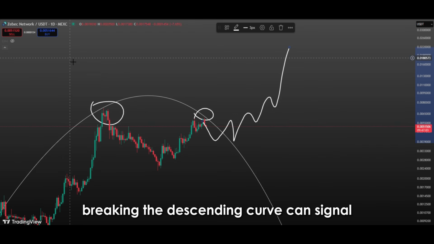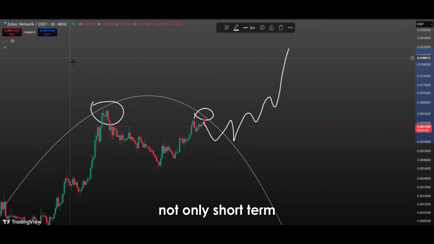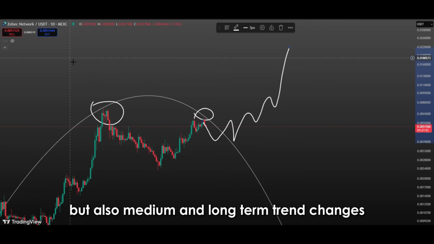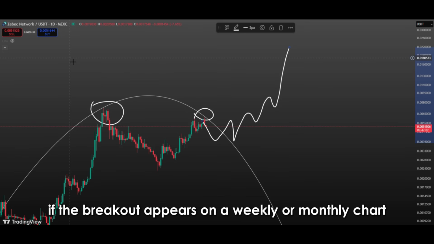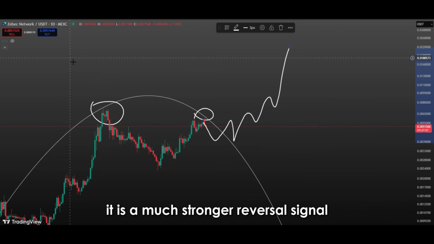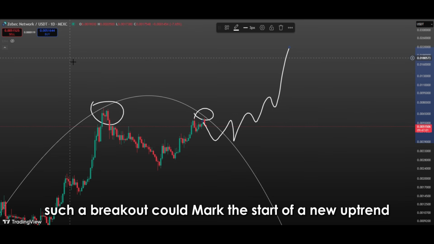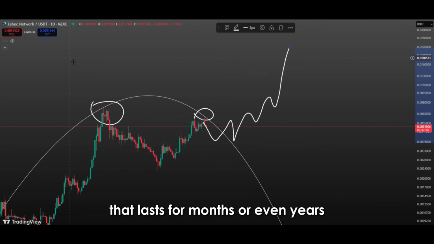Breaking the descending curve can signal not only short-term but also medium and long-term trend changes. If the breakout appears on a weekly or monthly chart, it is a much stronger reversal signal. Such a breakout could mark the start of a new uptrend that lasts for months or even years.